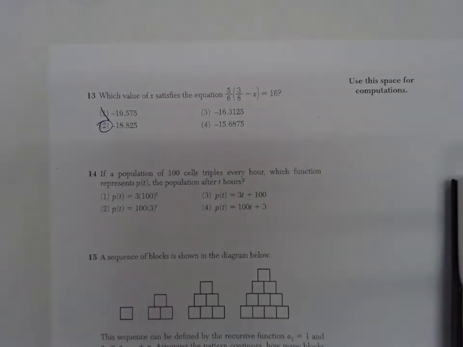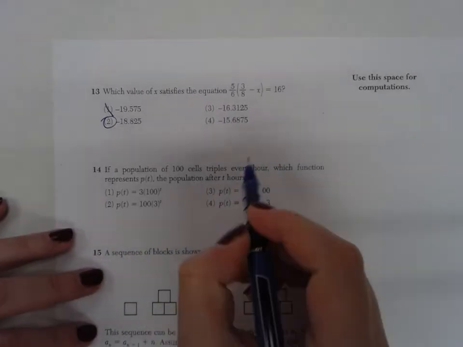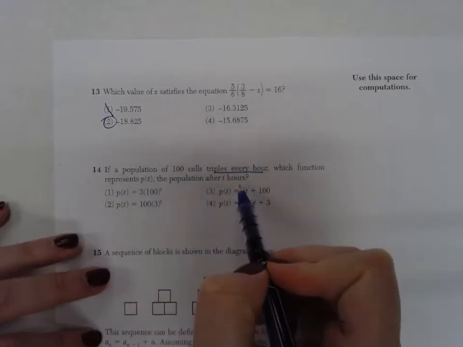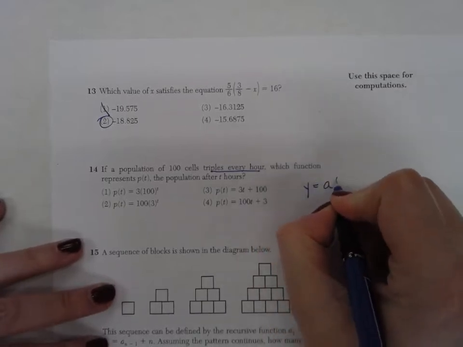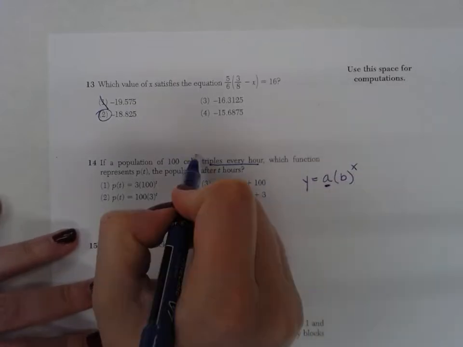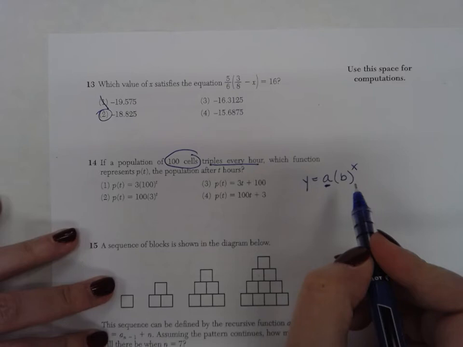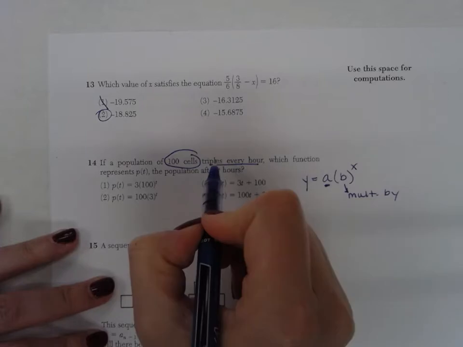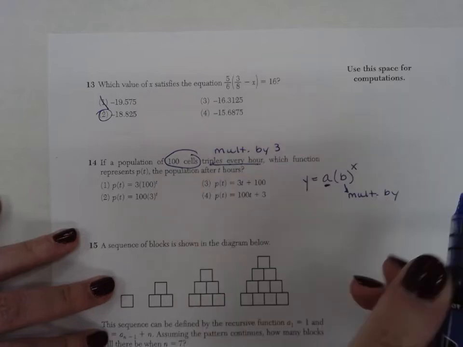Beautiful. Question 14. If the population of 100 cells triples every hour, which function represents P of t, the population after t hours? If you recall this formula, y equals a times b to the x. A is your starting amount. We started with 100, so we want to have 100 in front. B is what you are multiplying by. And because we triple every hour, we are multiplying by 3. So that's where your answer comes from.